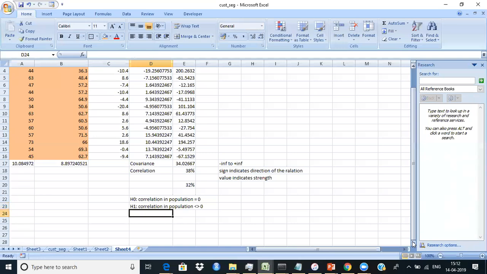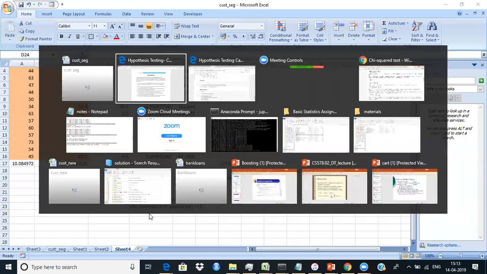Right? We will not test for whether correlation in population is 38% or not. We will only test, is there any correlation in population? Yes or no. Okay. So this is the hypothesis test that we are going to do, right? Now let's go back to Python.